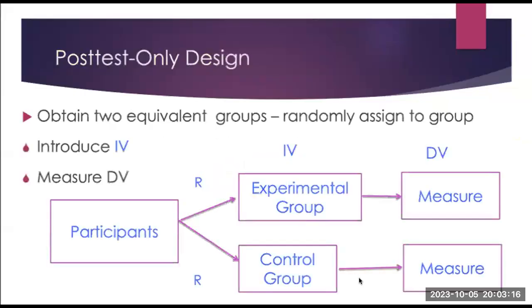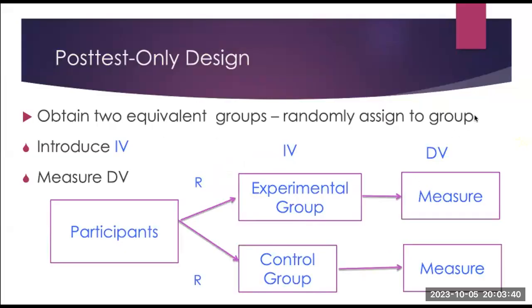Okay, so one way you can do this is what we call a post-test only design. In a post-test only design, you only take the measurement once. So you have two equivalent groups. You randomly assign your participants to one of the groups. You introduce the independent variable, right, the IV, and then you measure the dependent variable.